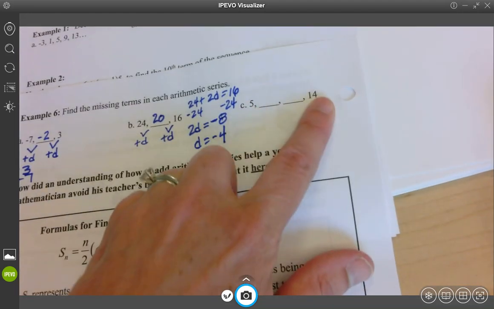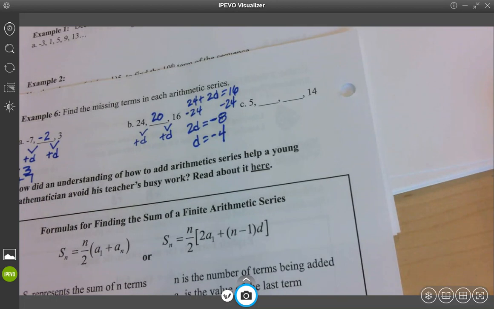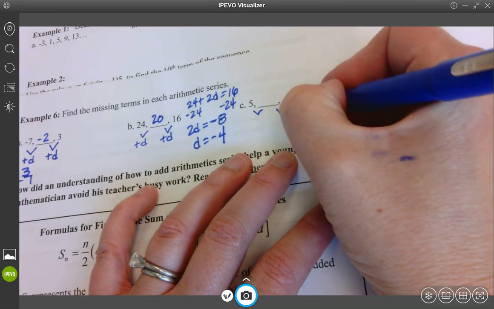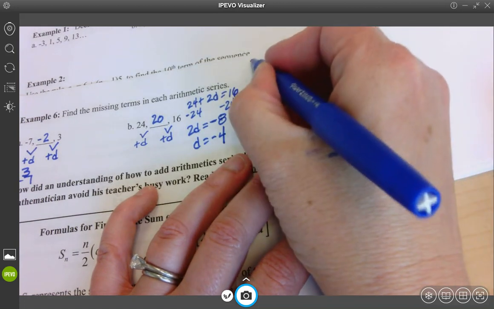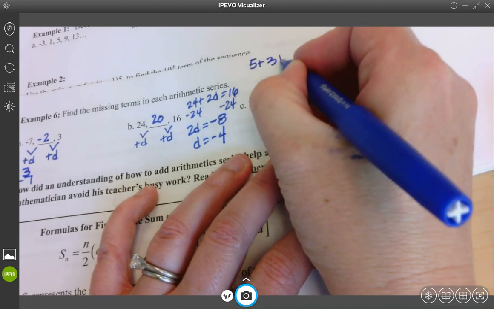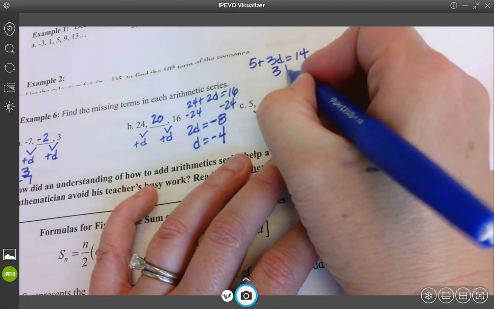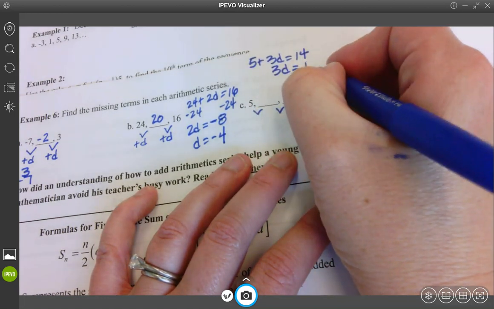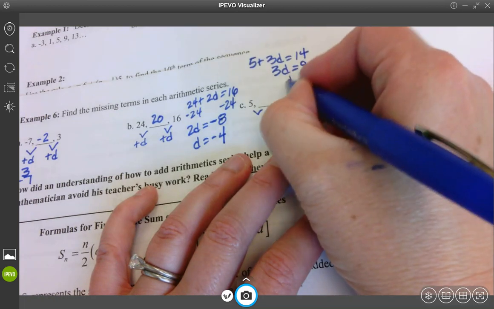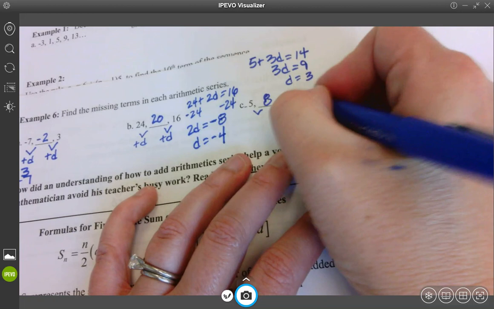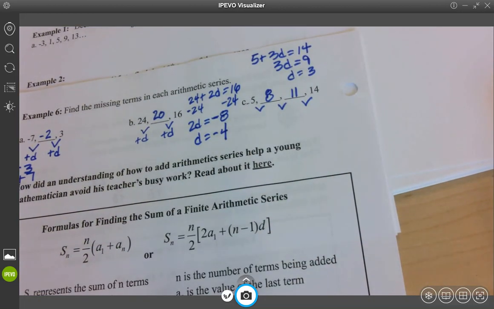What happened in this one? How many times did I add D? 3 times, yes. So in this one, I added D 3 times. 1, 2, 3. So I have 5 plus 3D equals 14. 3D equals 9, and D equals 3, right? Yeah. So I got 8 and 11. Somebody just told me that. Thank you. All right.